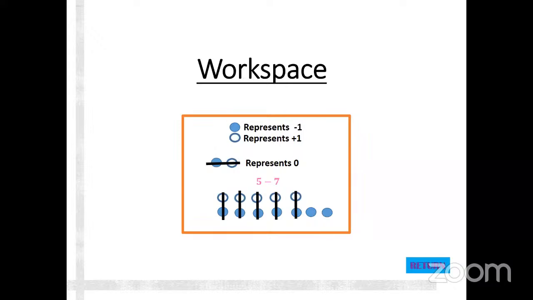What am I left with? Sienna says +2. iPhone says -2. Diana says -2. It's negative because I have 2 colored circles. And remember, a colored circle represents -1, and I have 4 of those. So my answer here is going to be -2. So that's another way to work with your integers if you don't want to use a number line.